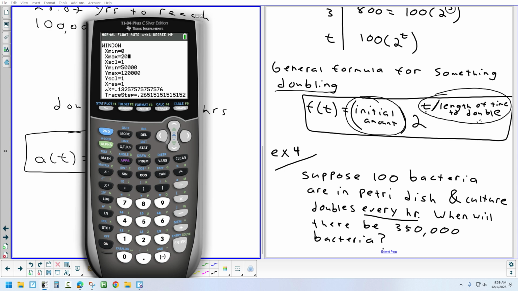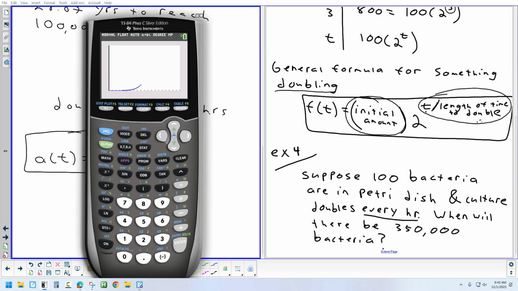All right. What's the smallest amount of bacteria that we could have? 100. And we want to know when we reach how much? 350,000. Okay, so let's go to 400,000. So I need to put a mark at what number so I can see it? 350,000. Okay, so there's your population.